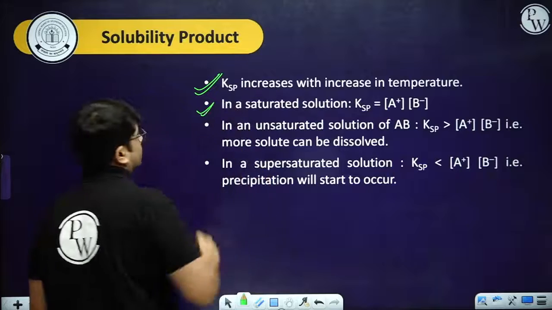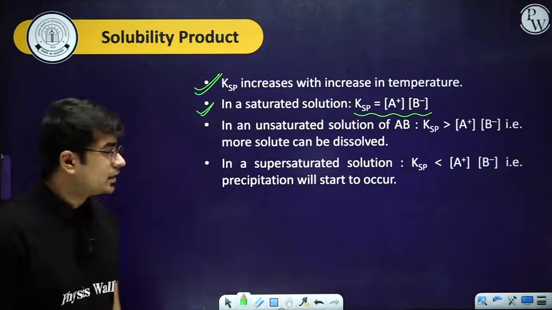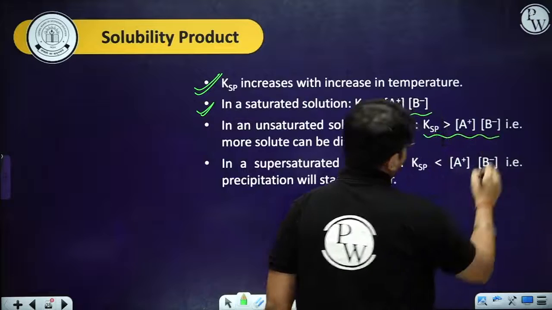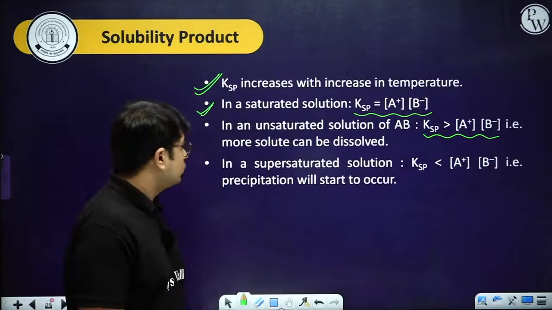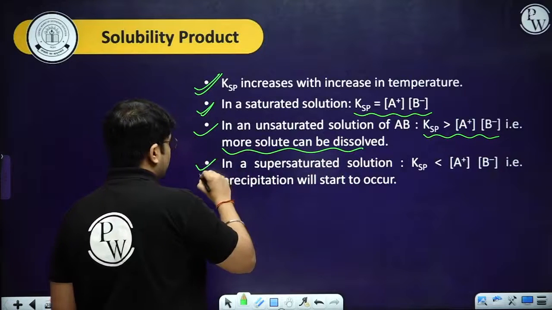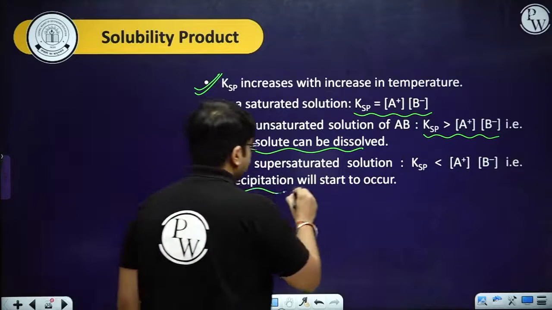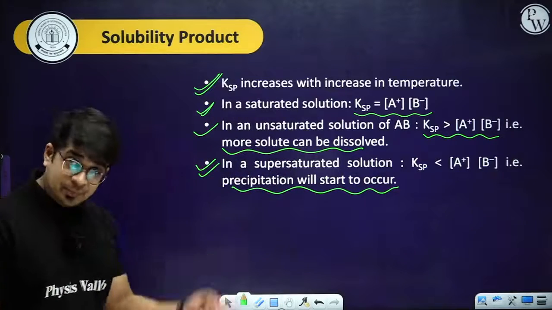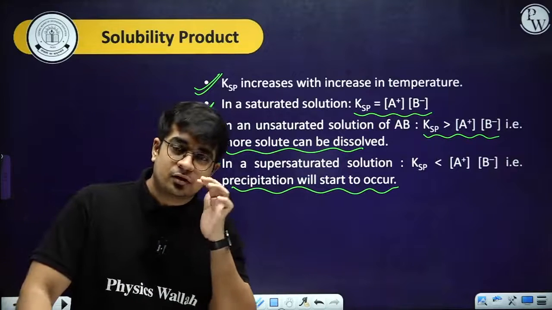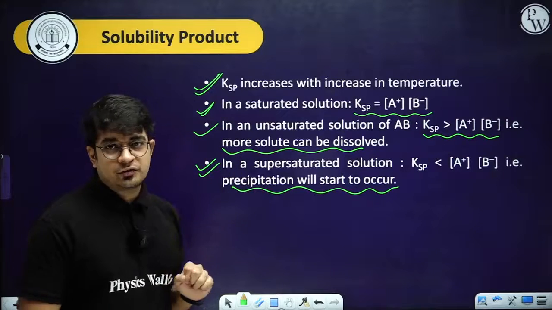In a saturated solution, always remember KSP will be equal to the product of the ionic concentrations of A positive as well as B negative. In an unsaturated solution, KSP will be more than the ionic product. KSP will be more. It means more solute can be dissolved. Now, in case of a supersaturated solution, this ionic concentration will be more. It means precipitation will start to occur. Temperature is responsible for the formation of a supersaturated solution, but if we lower the temperature, definitely it will start the precipitation process. Okay. So these are a few basic points which you need to understand.